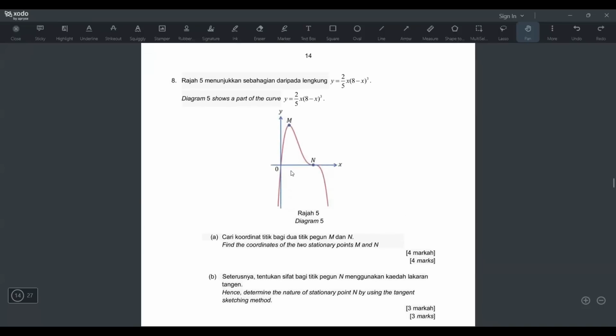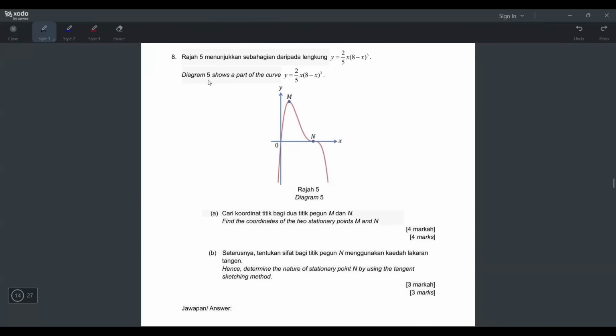Okay, I will do question number 8 now. So let's see what they want. Diagram 5 shows part of the curve y equals this. Okay, I can see that this is a differentiation question. And for differentiation and integration questions, we will always expand if possible. But this one cannot expand because it's power 3, right? You never learn how to expand power 3. So I think I'm stuck here. So there's nothing to expand. So let me just write down the equation 205x bracket 8 minus x power 3.